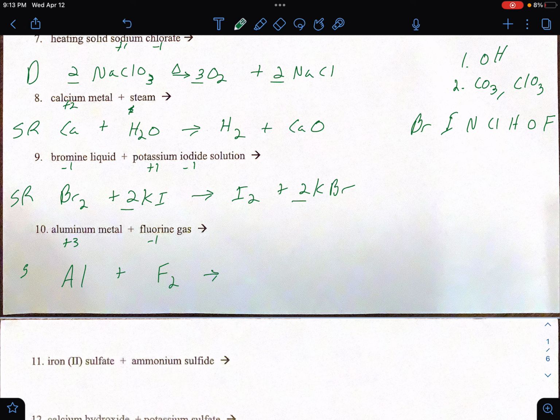So when you put them together, they need to be balanced based on charge. So this would be AlF3. Now I can balance. Okay, so I've got two F's on the left, three F's on the right. So I need to get them both to 6. So I'm going to put a 3 on this F2. I'm going to put a 2 on this AlF3. But now that messed up my aluminums. So now I've got to put a 2 up here, and now that one's done.